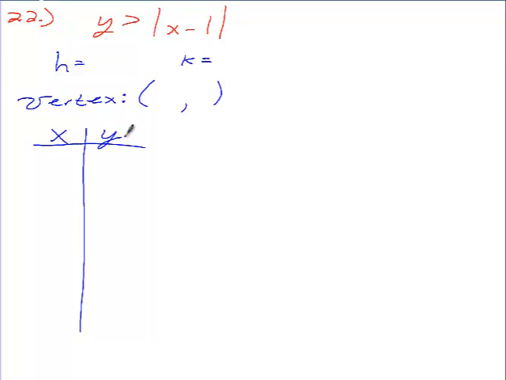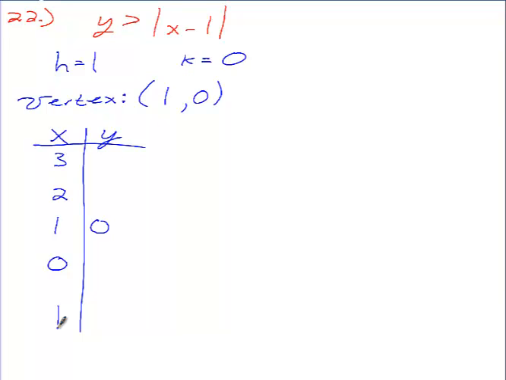For those of you that are just sitting there, I hope this is getting processed. So what do we know about h? The sign always flips. So what's my h value here? +1. A -1 inside becomes a +1 outside. Everybody okay? What's my k? 0. So my vertex is at 1, 0. So I put 1, 0 in my XY table. I go 2 values above, 2 values below.